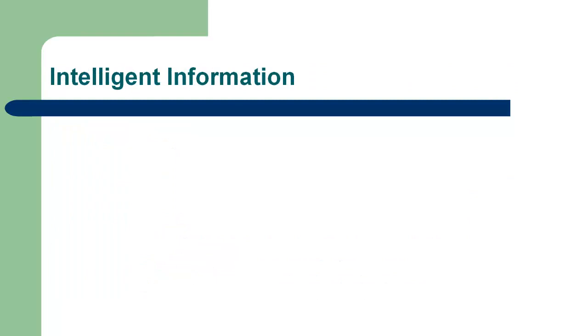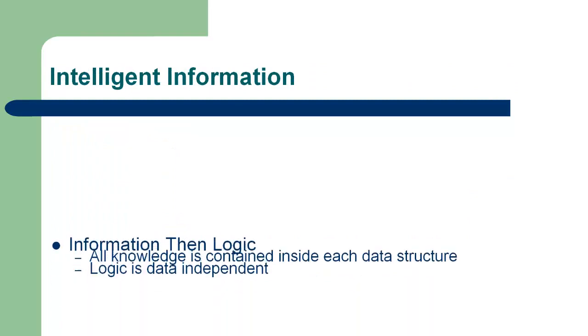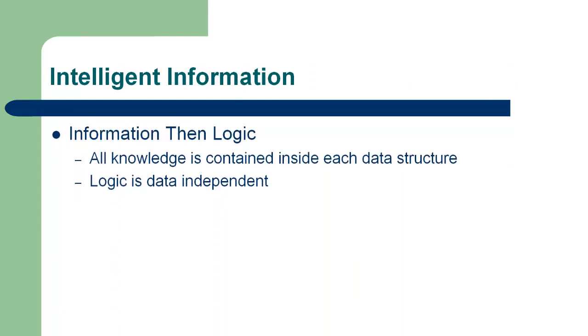So we want intelligent information, is all I'm saying. Information, we really want to concentrate on our information. The information is this: where did it come from, who created it, how was it derived? And so we want all knowledge to be contained inside of each and every data structure. And we want logic, and then we want the logic to be data independent.